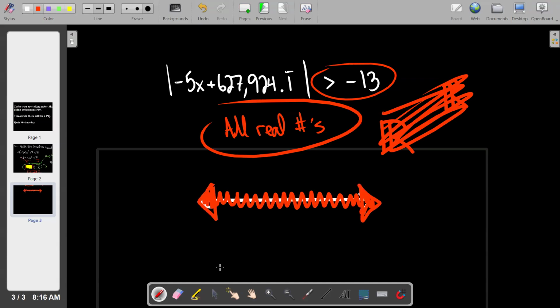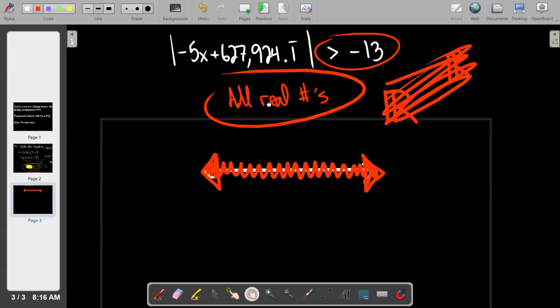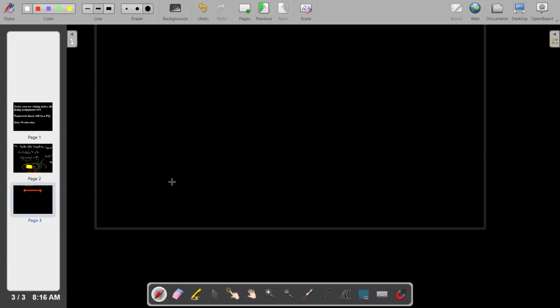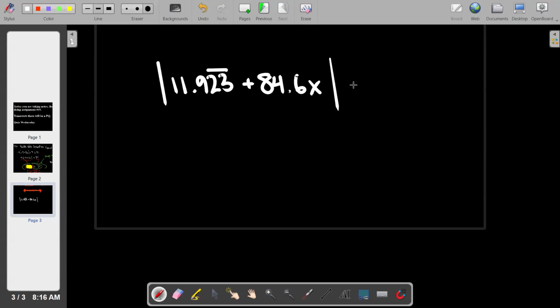Good, good, good. And then our last one, you can probably guess where I'm headed with this, is the absolute value of 11.923 with the 2 and the 3 repeating, plus 84.6x is less than -7.